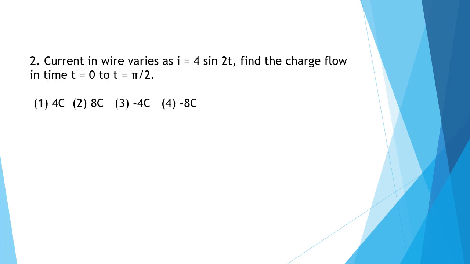Second question, current in wire varies as I equal to 4 sine 2t. Find the charge flown in time t equal to 0 to time t equal to pi by 2. So, as we know, current is equal to dq by dt. So to find q, we will have to integrate from 0 to pi by 2. So when we integrate, we get the answer which is equal to 4 coulomb. Therefore, the correct answer is 1.